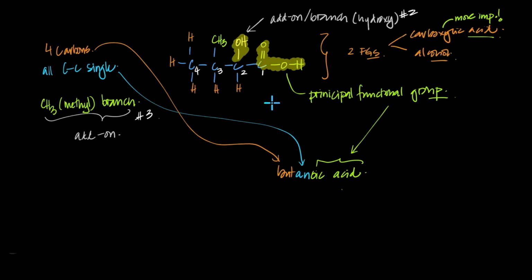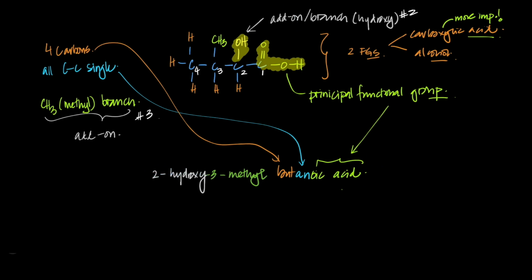That you'll be able to write the fact that this has 2 functional groups. It has 4 carbons. The carbon-carbon chain is single, and it's an acid as the primary functional group, and the add-ons are hydroxy and methyl. So the methyl is on position number 3, and the hydroxy is on position number 2.